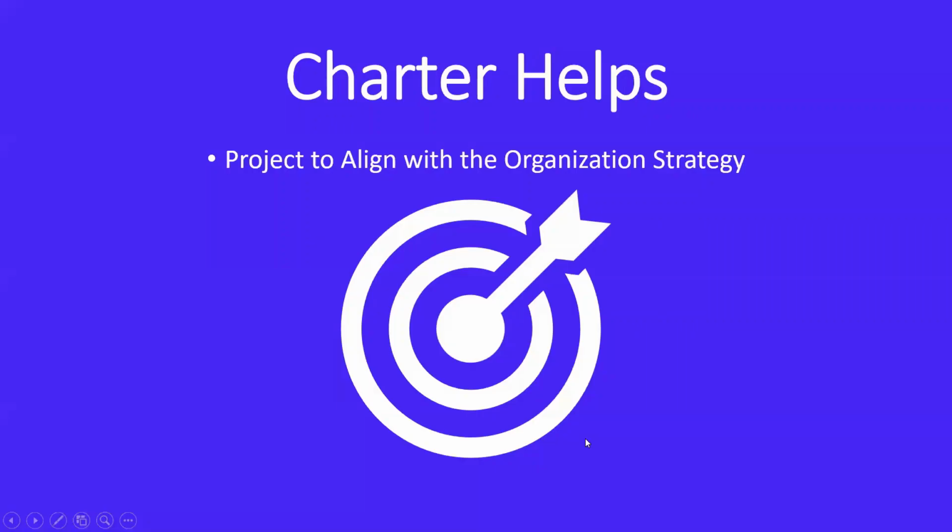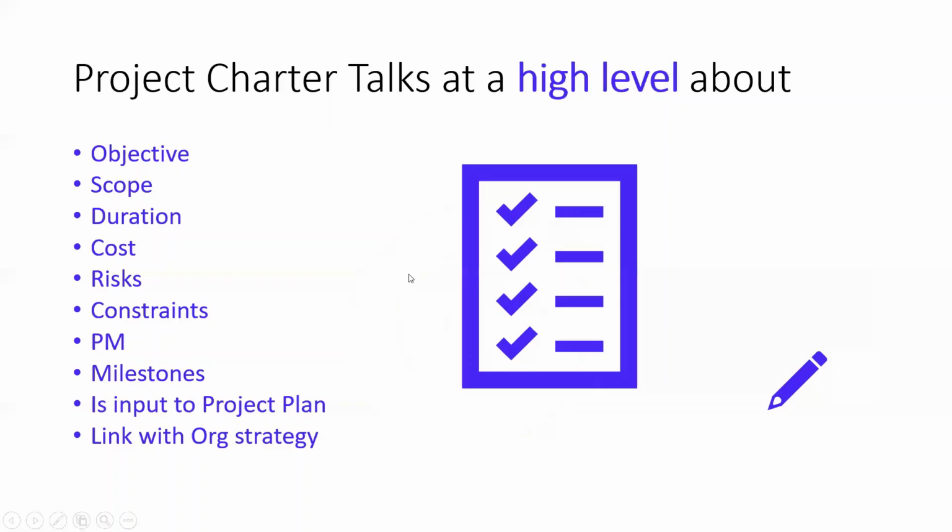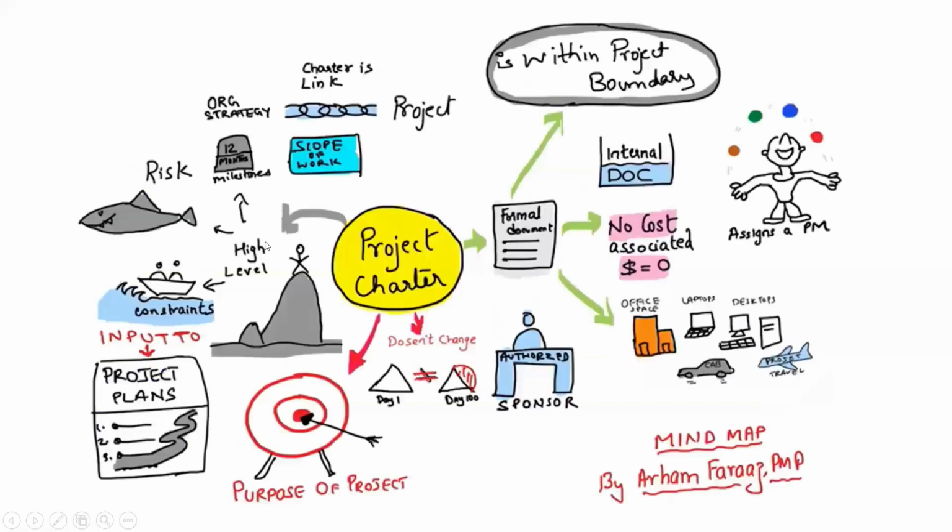Okay. So how does the charter help the project? The charter helps the project align with the organization strategy. The project charter talks at a high level about the objective, the scope, the duration, the cost, the risk, and the milestones. It is an input to the project management plan and links with the organization strategy. It is very important to remember what the project charter does. It talks at a high level about all these things. Okay. So that's about it.